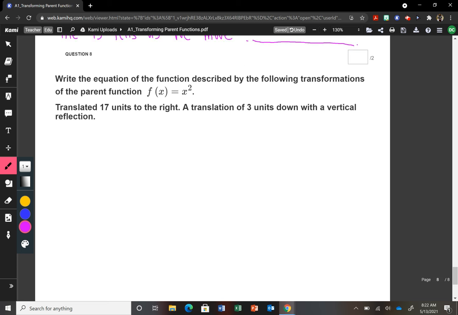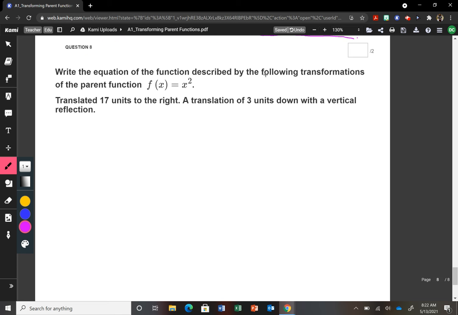Okay, for question 8, we're going to write an equation of the function described by the following transformations of the parent function. So we have x squared, our parabola, quadratic function, and we're going to translate it 17 units to the right. So I'm going to call it g of x, okay? Can't name it f of x because f of x is already taken here. Then it says a translation of 17 units to the right. Are we going to put that on the inside or on the outside? And is that going to be positive or negative for the 17?